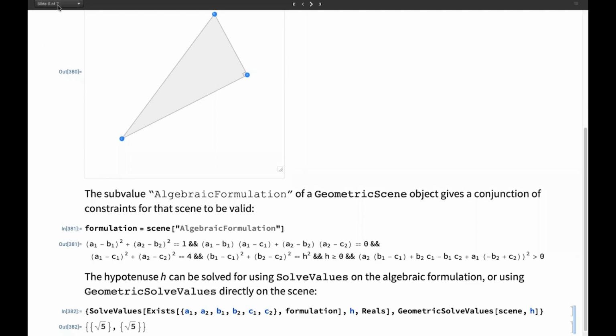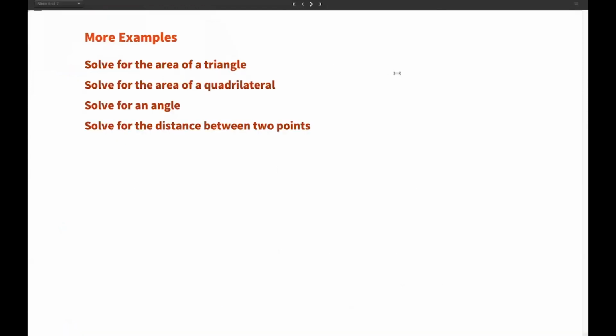Okay, so now let's look at a few more complicated examples. So let's solve for the area of a triangle.